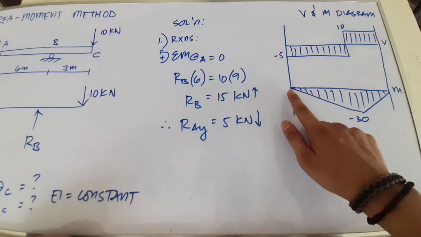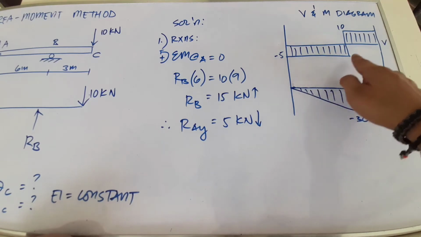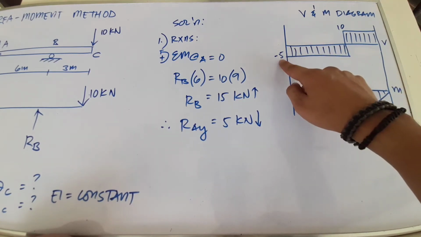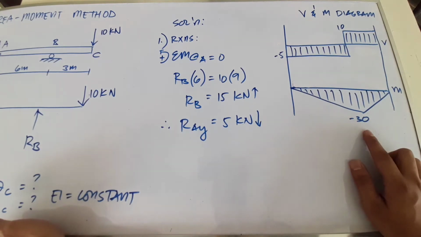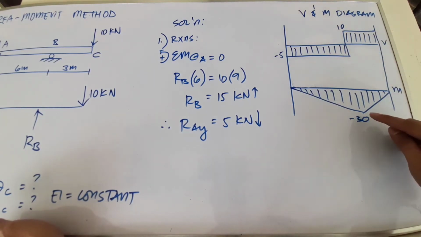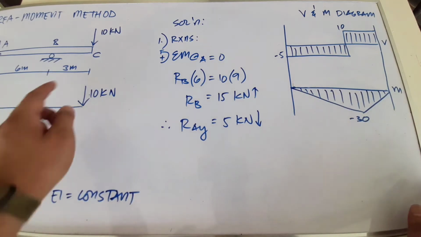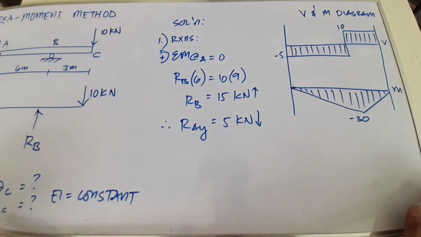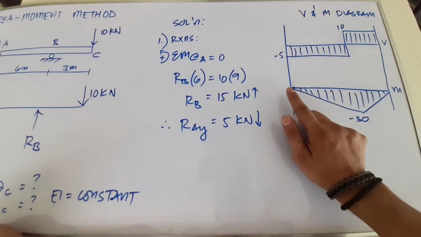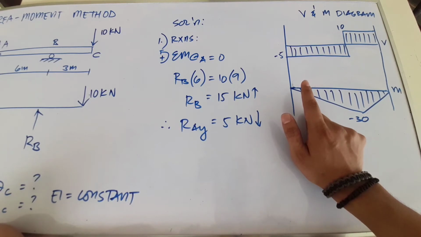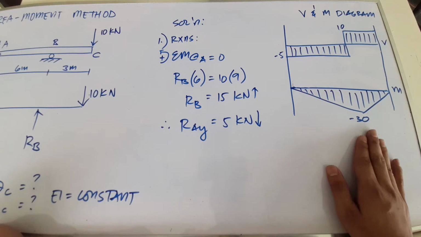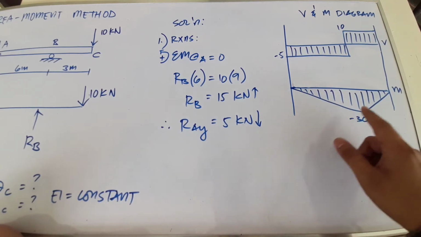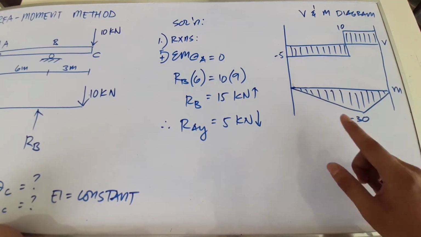For the moment diagram, we have 0, and then you have a negative shear area, which is negative 5 times 6 meters, so that's negative 30. 10 times 3 is 30, so it becomes 0 again. There is no moment at our free end. There is also no moment at our support at A because it is a pin support. So this is the moment diagram that we will use. It's easy, right? When we get the area later, it's just a triangle.